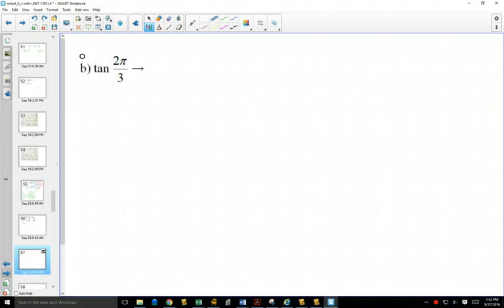So tan of 2 pi over 3, when I'm figuring that out, what family is that? The pi over 3 family. What quadrant is it in? Quadrant 2. Is tan positive or negative in quadrant 2? Negative.